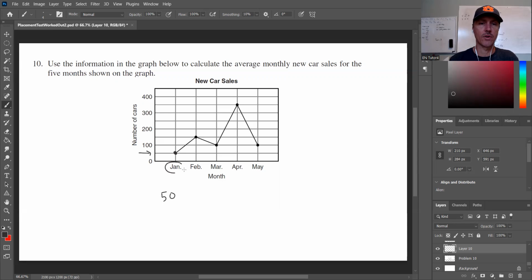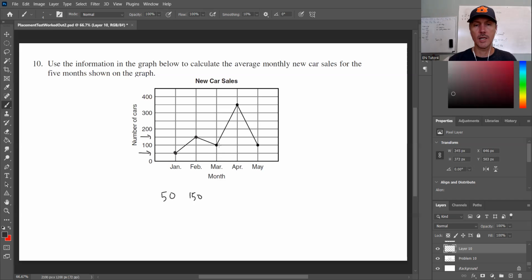Now, where did I get that? That's from my horizontal axis, right down at the bottom, tells us that that represents the months. And so that particular point is right above January. So in January, we sold 50 cars, right? What about February? Well, in February, the dot above February is directly between 100 and 200. So that means we sold 150 cars in February.